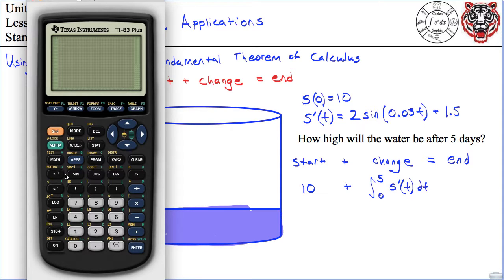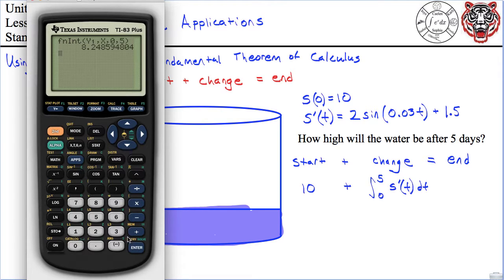All right, so integral. Tell us what to do. So math, 9. Vars, right, enter, enter. Okay, Y1, comma, X, comma, 0, comma, 5.